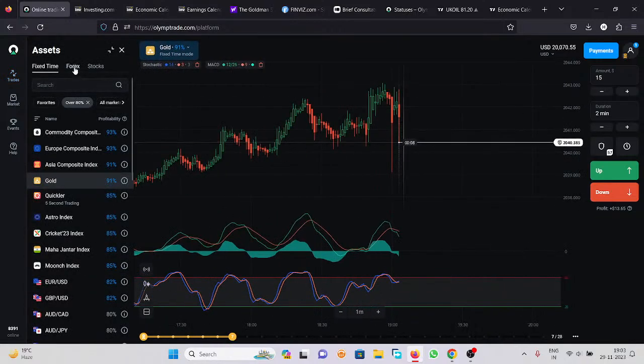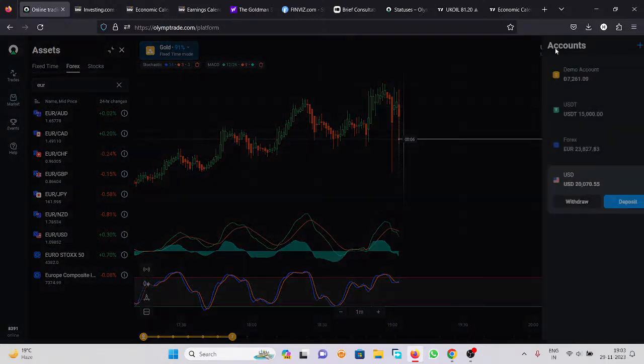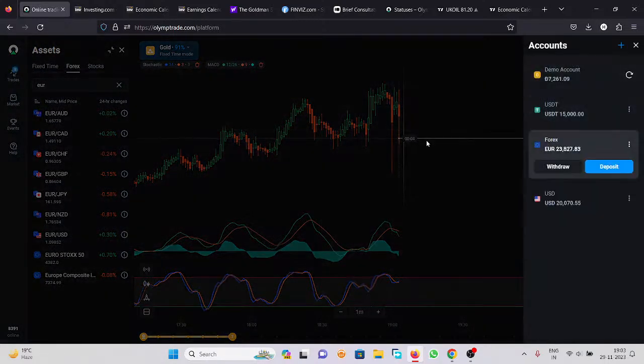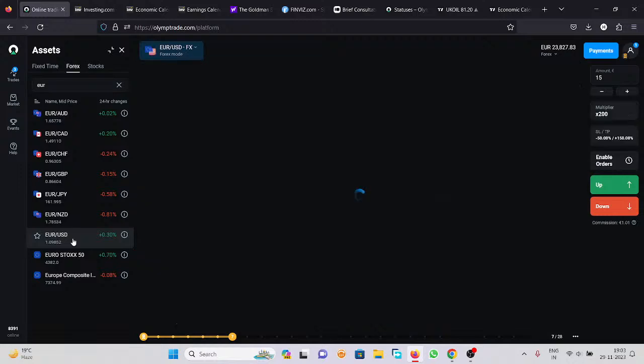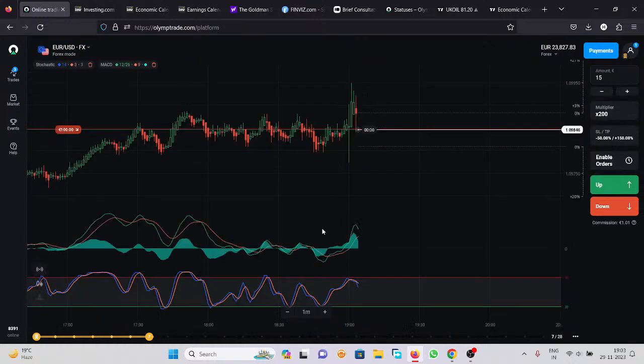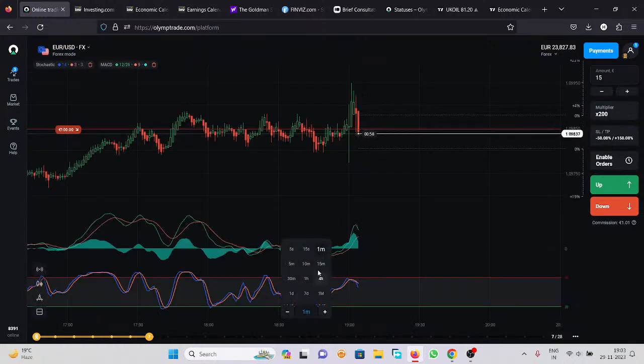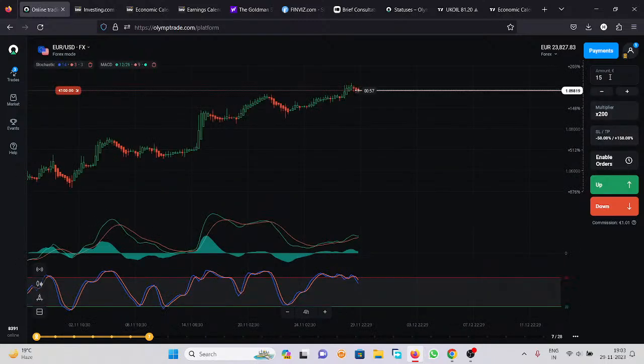If you want to trade with this strategy in Forex, you can. For this, what you need to do is choose an asset, whatever you like, and put the graph time from 15 minutes to in between 4 hours.